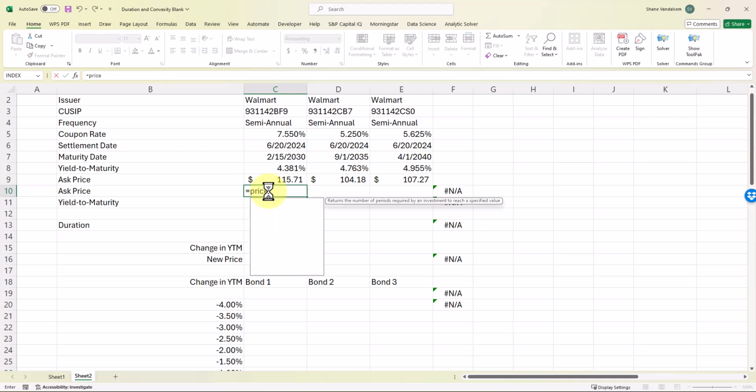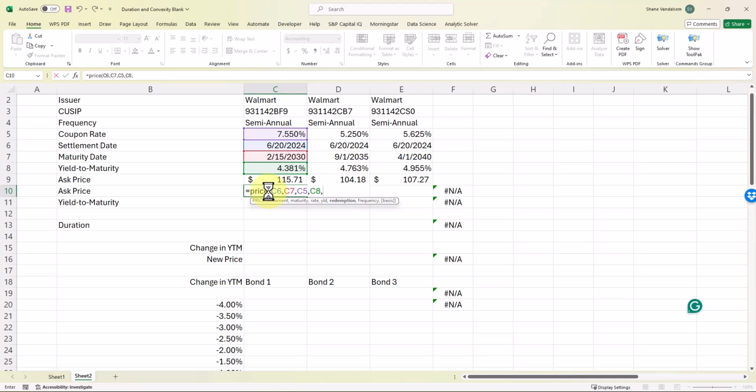So now I'm going to calculate the price of this bond using the price function in Excel. So I'm going to put in price. The settlement date is 6/20/24. Again, that's 2 days from when I'm making this video, so that's the day that the transaction would settle. Comma, maturity date is 2/15/2030 for our first bond. Our rate is our coupon rate, and that's 7.55%. Our yield is the 4.381 yield to maturity.